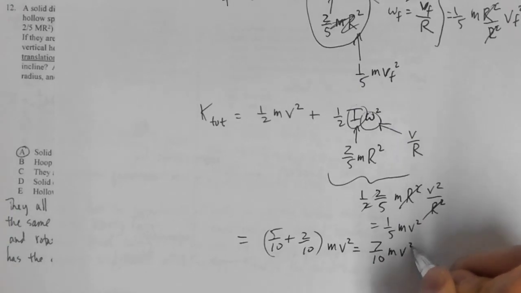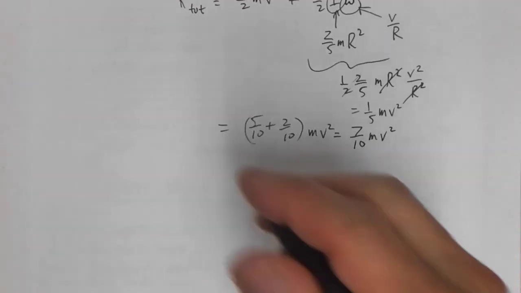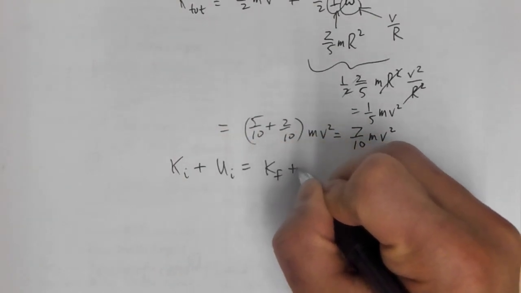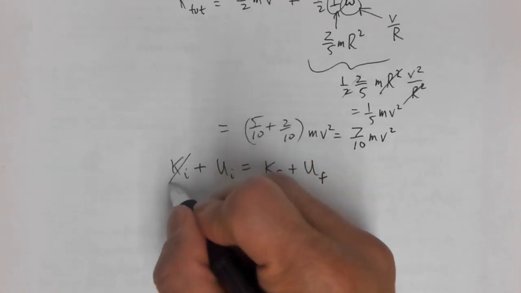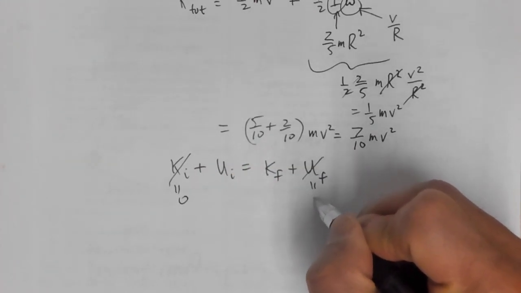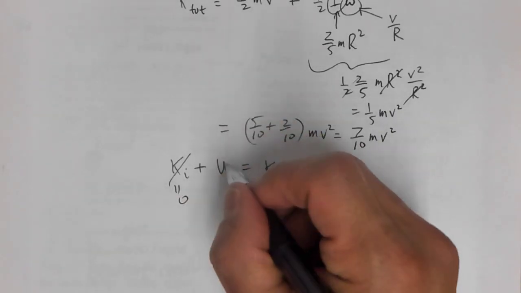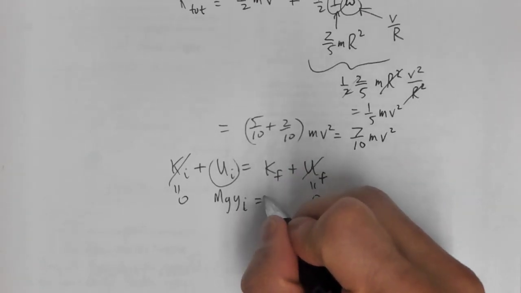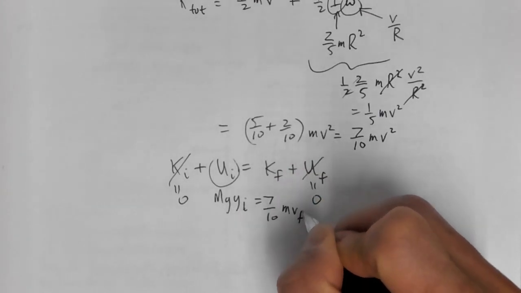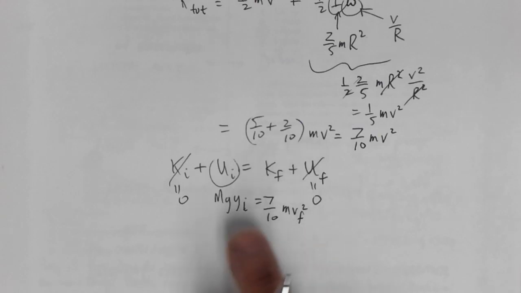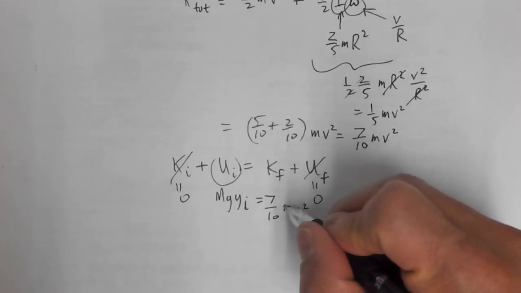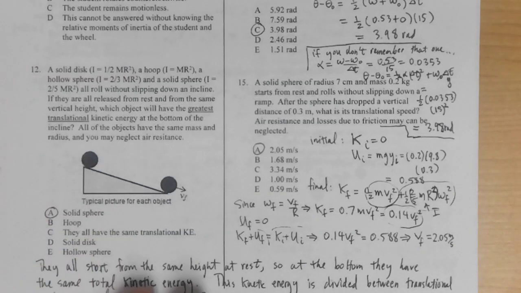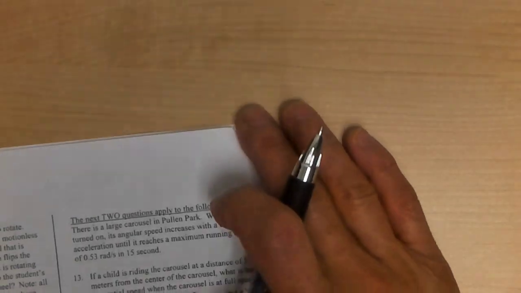7/10 mv squared. Now we say, okay, K initial plus U initial is equal to K final plus U final. K initial is 0, U final is 0 since the height is 0. This term is mgy initial, and this term is 7/10 m v final squared. Now we solve for v final and plug in the numbers. Okay, so that's how this works. It should have been a lowercase m. All right, let's go on to the next problem.